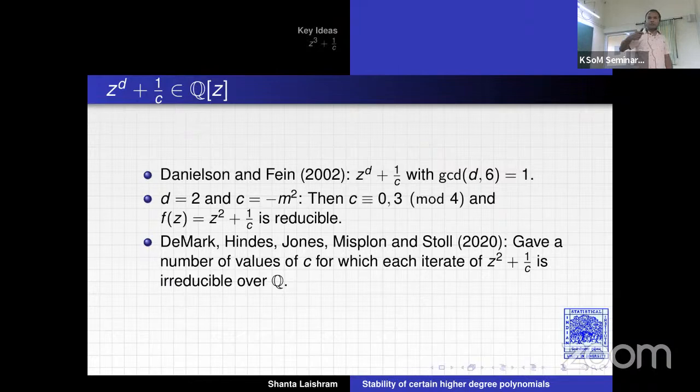There are a lot of Diophantine questions to solve, looking at projective points on certain varieties. I won't go into it.